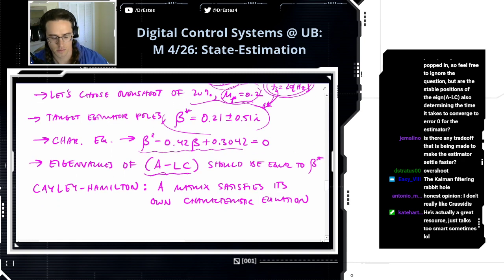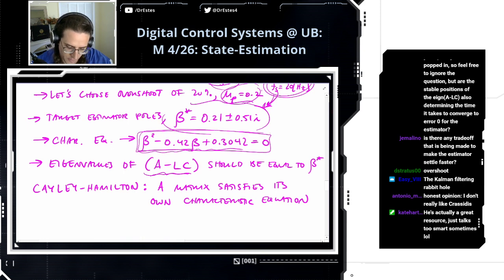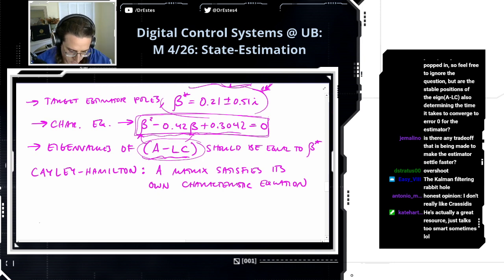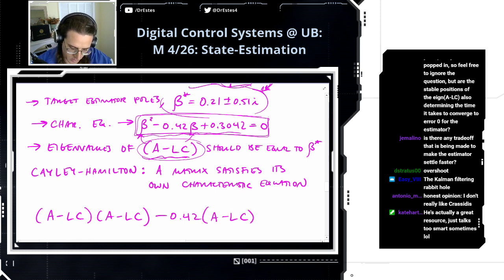Okay, what it says is a matrix satisfies its own characteristic equation. And so this means if I want this to be the characteristic equation of A minus LC, I plug in A minus LC everywhere I see beta. Then that will be the characteristic equation for this matrix. So what I'm doing is taking that characteristic equation up here, and everywhere I see a beta, I'm plugging in A minus LC.